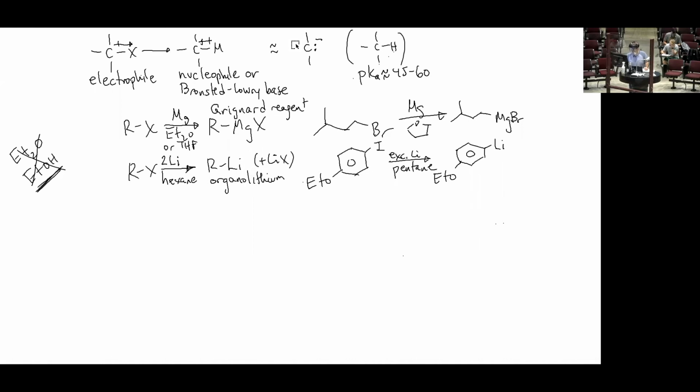Spelled like that. And the definitions are as shown. We're defining those two words with structures. But any compound of this type is known as a Grignard reagent. Any compound of that type is known as an organolithium.